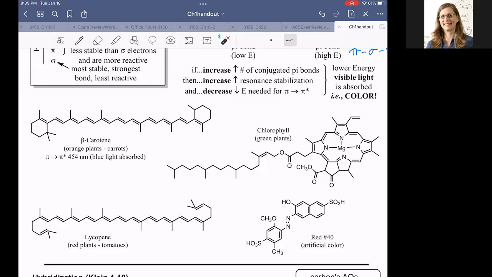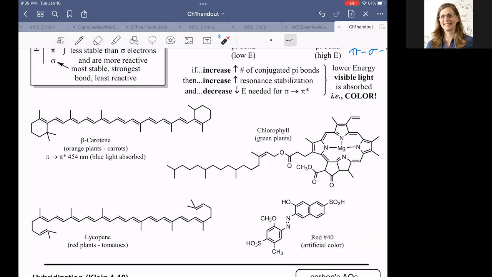And so you might think, well, wait a minute, why would we use artificial colors? If we want to color something, why wouldn't we just use lycopene to color the lollipop or the candy or something like that? Why wouldn't we use a natural source, especially if it's healthy for us?